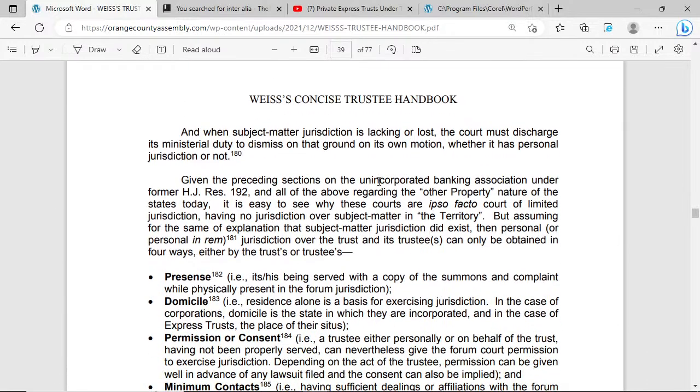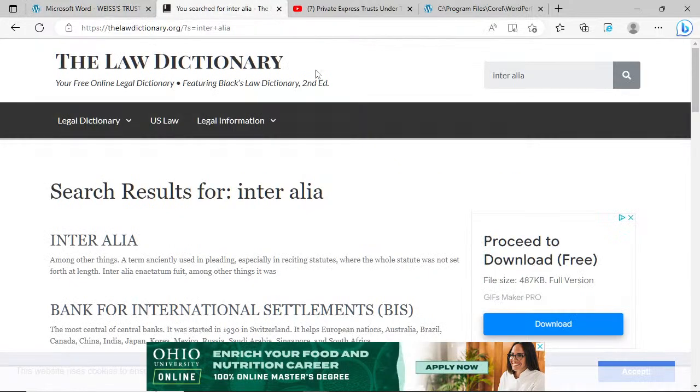Given the preceding sections of the Incorporated Banking Association under former House Joint Resolution 192 and all of the above regarding the other property nature of the states today, meaning public, it is easy to see why these courts are ipso facto courts of limited jurisdiction.